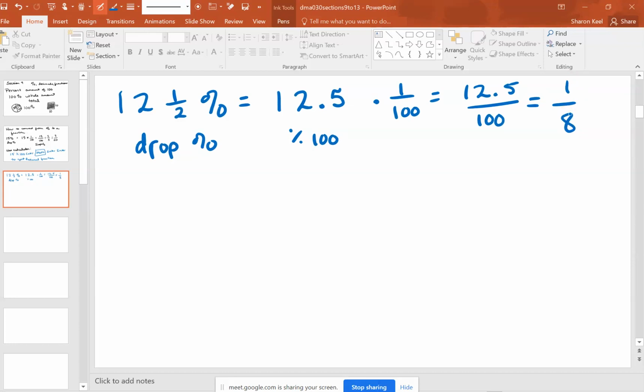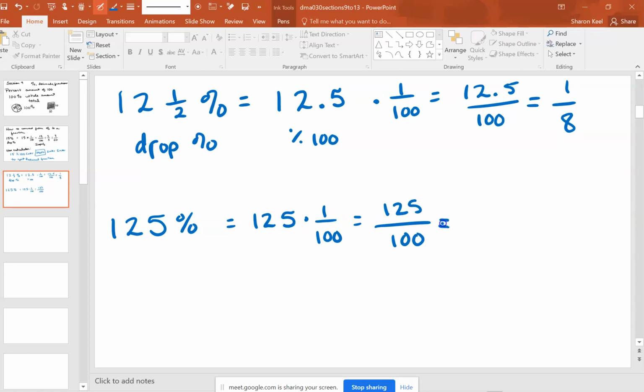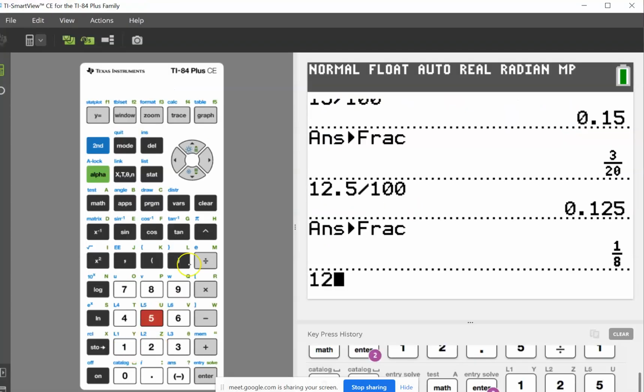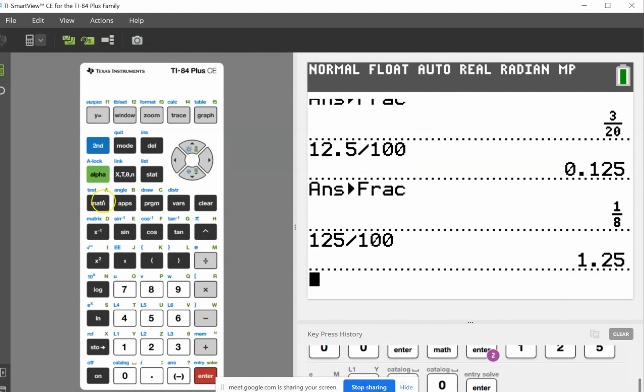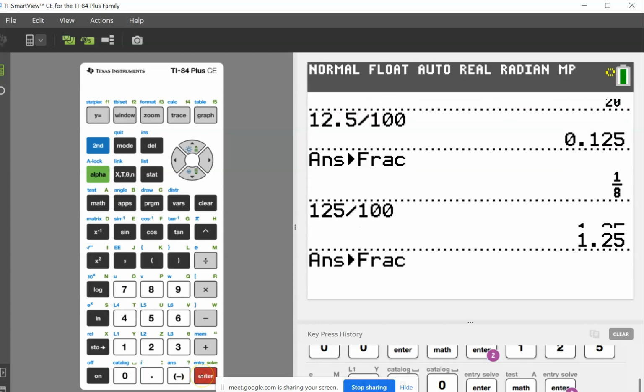Let's do one that's a little bit larger. Let's say we have 125%. So that's going to be 125 times 1 over 100, which means we have 125 over 100. We're going to use our calculator. 125 divided by 100, 1.25. Now we're going to press math and enter twice.